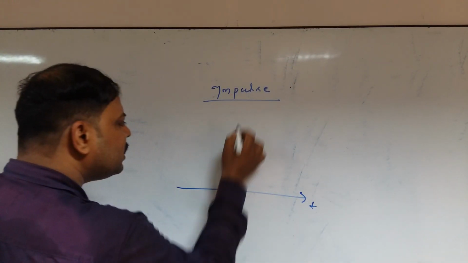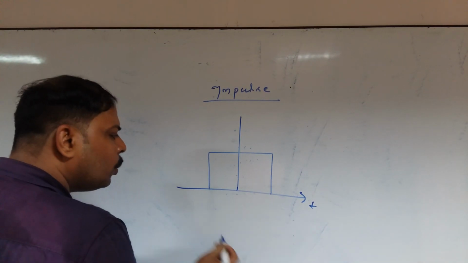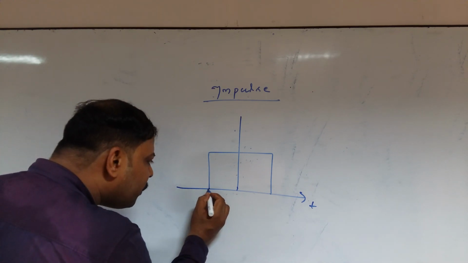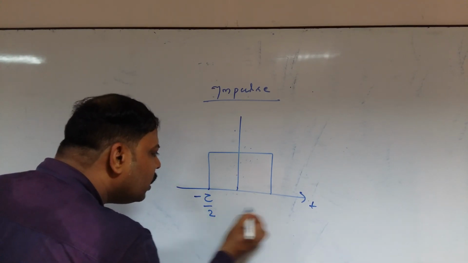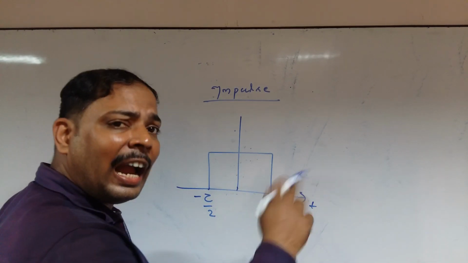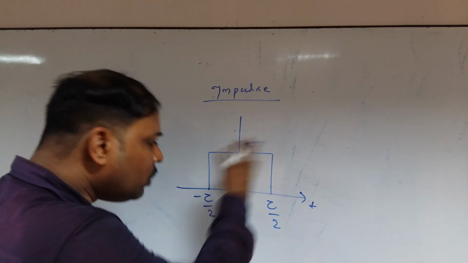This is your time axis and this signal is a rectangular signal whose width you are knowingly taking as tau. That means this point you are taking minus tau by 2. This point is tau by 2, and here you should select the height in such a manner that the area becomes 1.